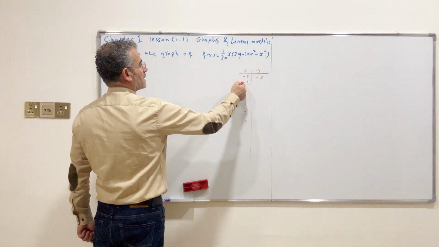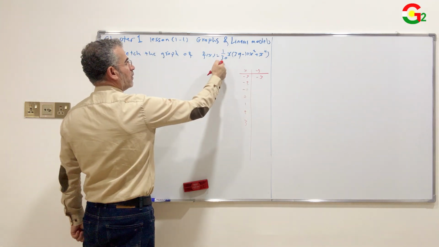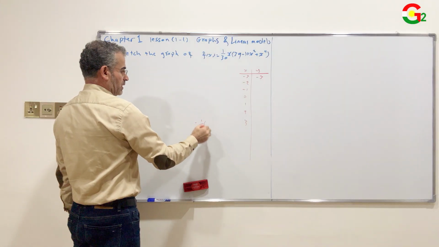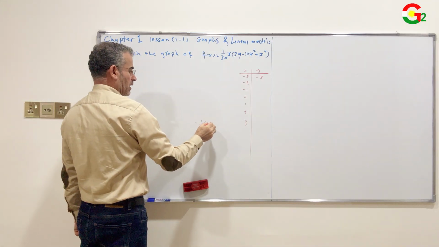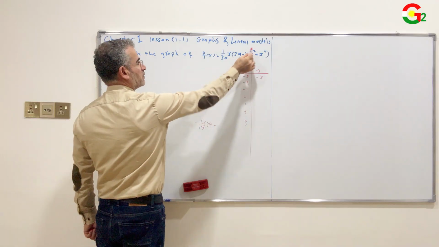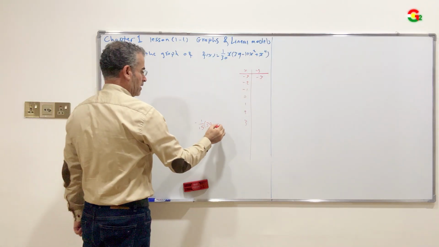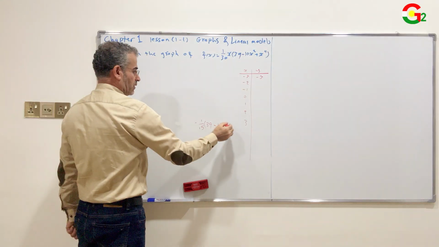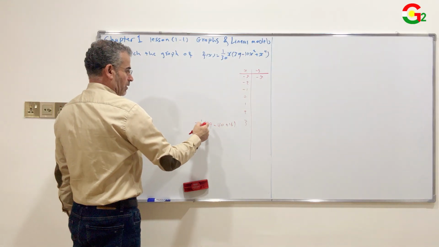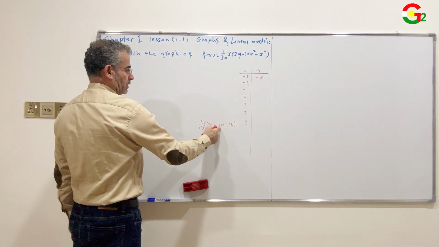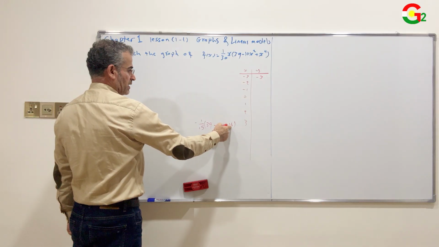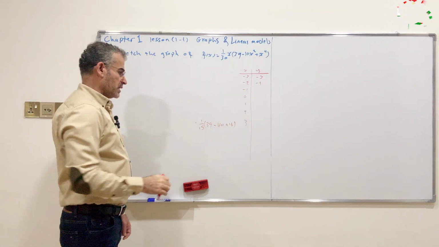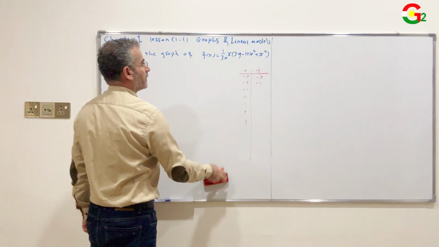When x equals negative 2, negative 2 over 30, negative 1 over 15, times 39 minus 10 times negative 2 squared, 4 times 10, 40, plus negative 2 to the power 4, 16. 39 minus 40, negative 1 plus 16, 15. 15 over 15, 1. The answer is negative 1.